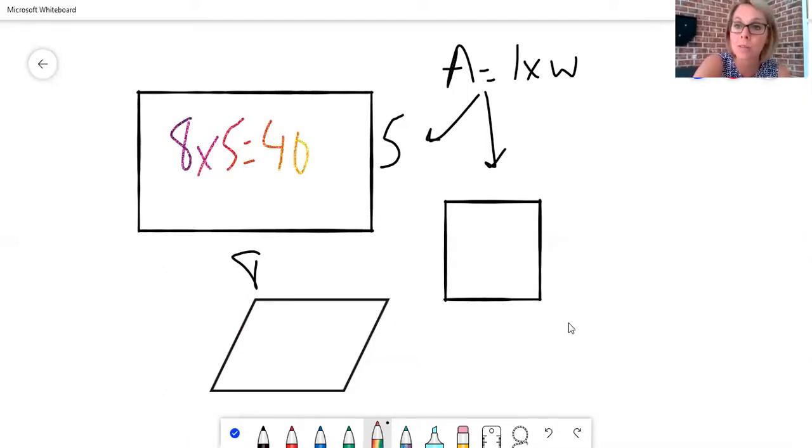Now, they don't give us specific measurements. They just have units, right? Okay, so I put units and then a 2 for units squared, okay?